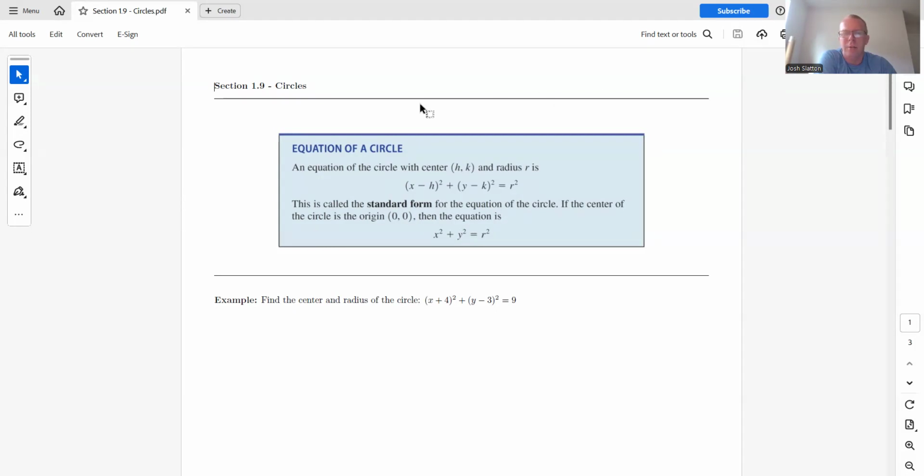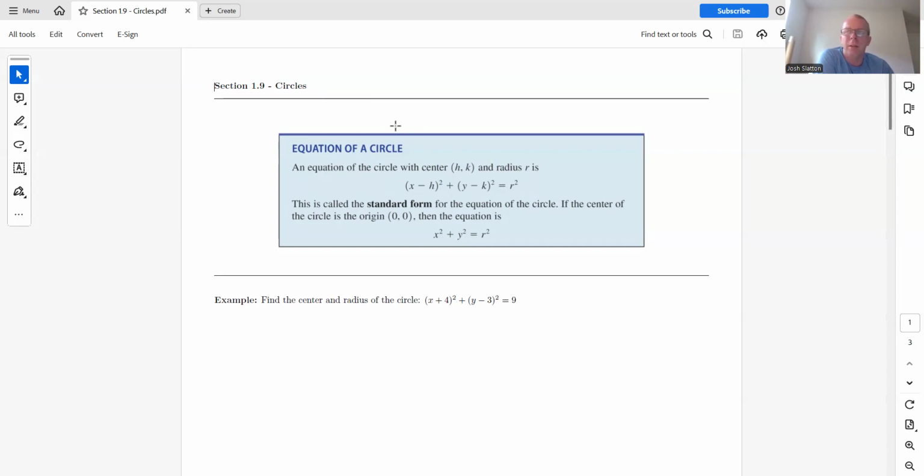This section actually covers a lot more than what we're going to talk about here, but we're just focusing on the circle part. Everyone knows what a circle is, at least you can identify one. The geometric definition of a circle is the set of points that are a fixed distance from a fixed point, which would be the center of the circle.